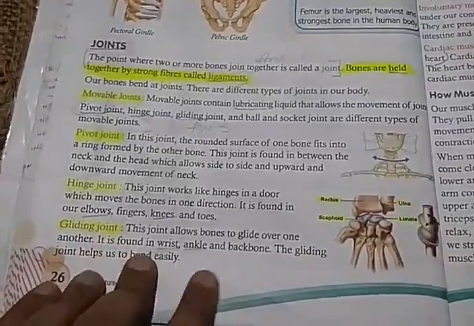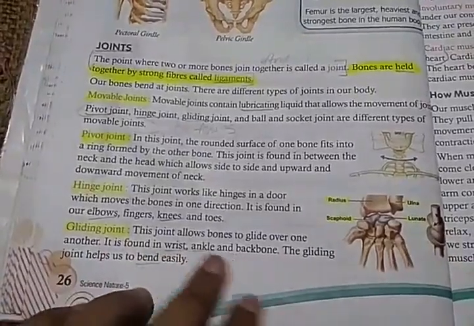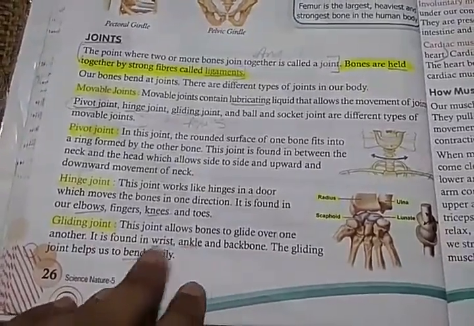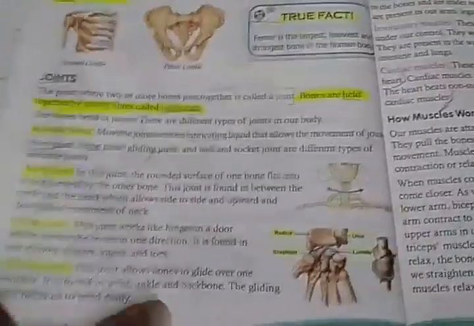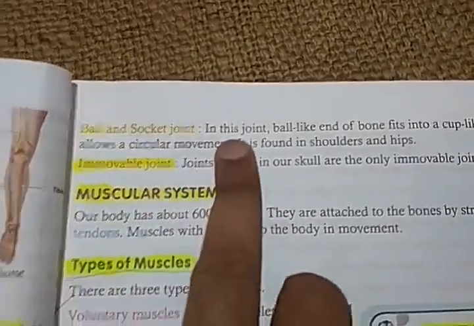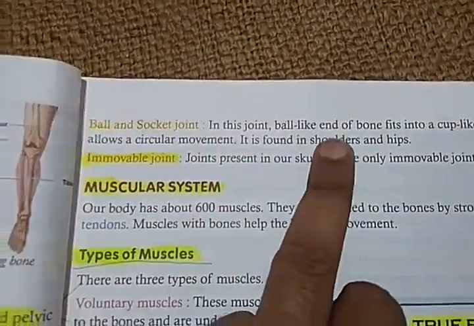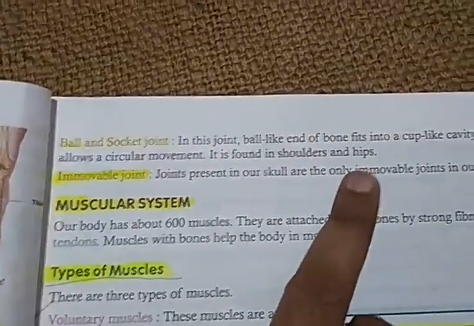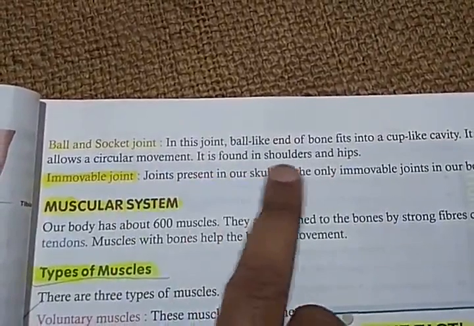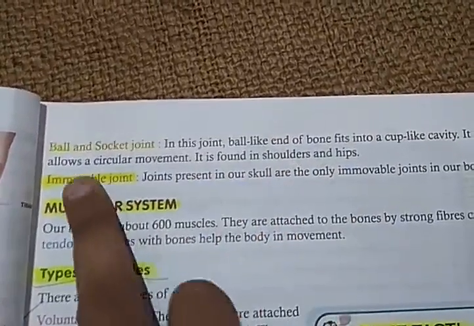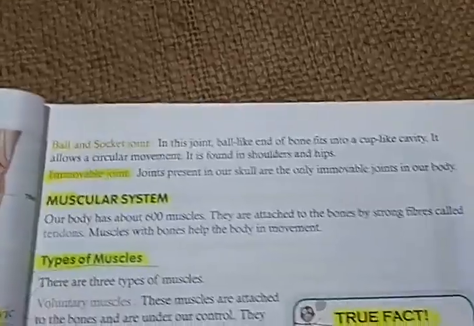And the gliding joints are found in our wrist, ankle and backbone, which glide over one another and help us to bend. After it there was the ball and socket joint. In this joint a ball-like bone fits in a cup-like cavity, and allows circular movement and is found in shoulder and hips. Immovable joints are found in our skull.